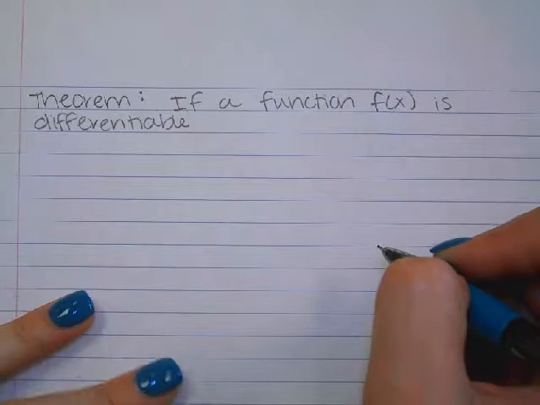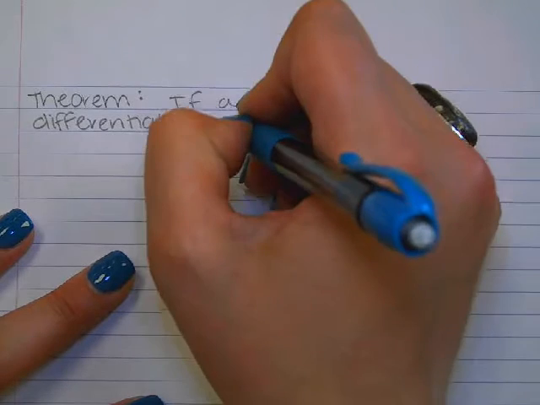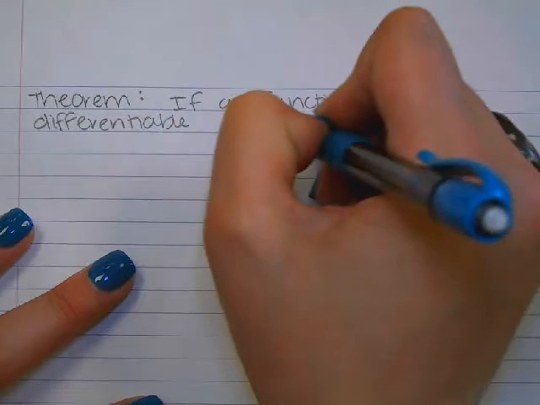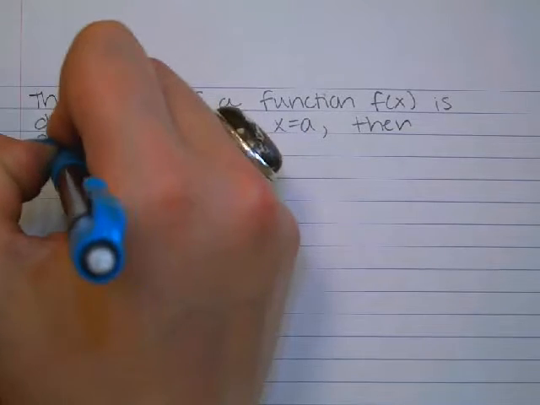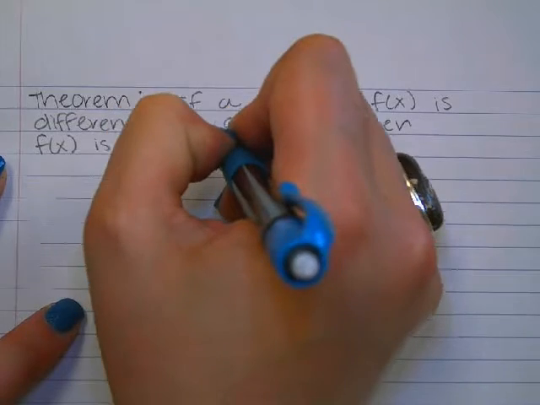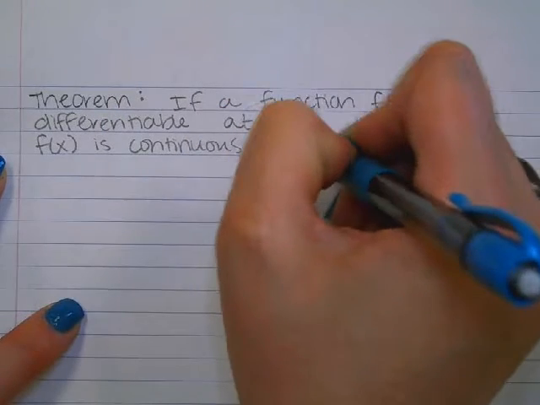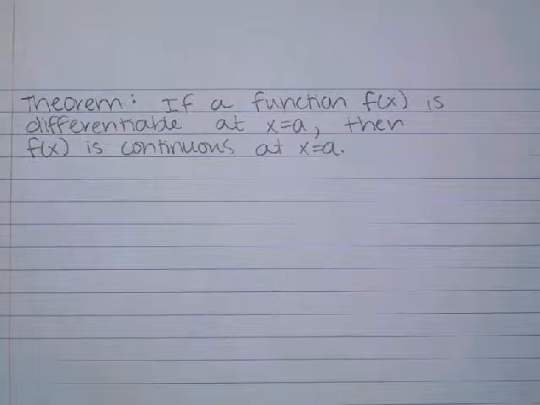If a function f of x is differentiable at x equals a, then f of x is continuous at x equals a. And this kind of makes sense because you're not differentiable at a discontinuity. So if you say it's differentiable, it must not be a discontinuity. And so then it has to be continuous.